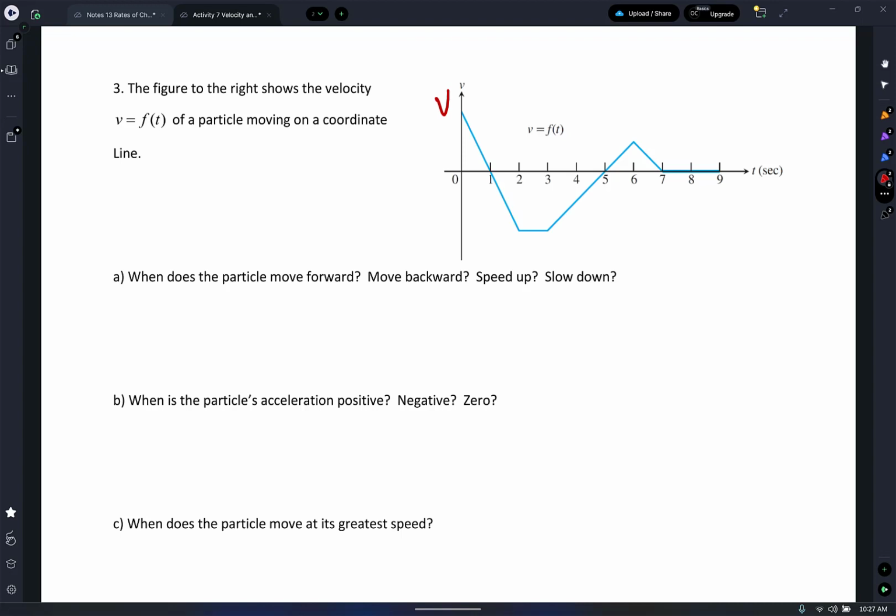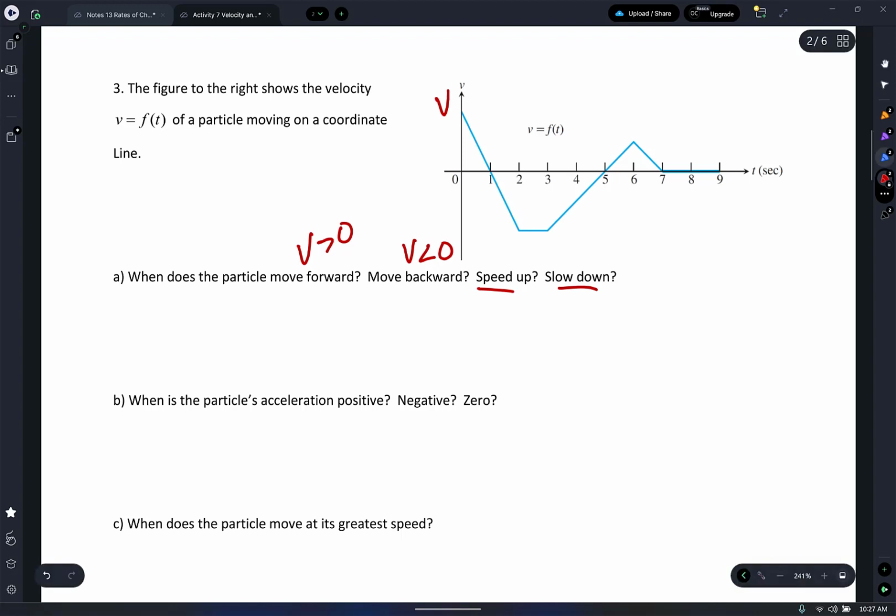So you're either moving right or left. That's it. Not up or down. You're on a coordinate line, right or left. When does the particle move forward, move backwards, speed up, slow down? Ooh, okay. Speed up and slow down, we might have to talk about that. But we know when we're moving forward. You're moving forward whenever the velocity is positive, and you're moving backward whenever the velocity is negative.